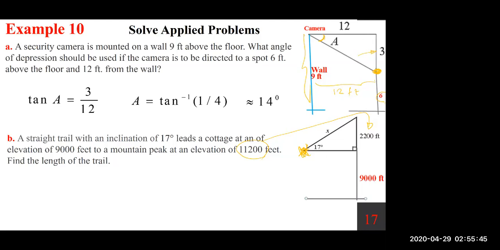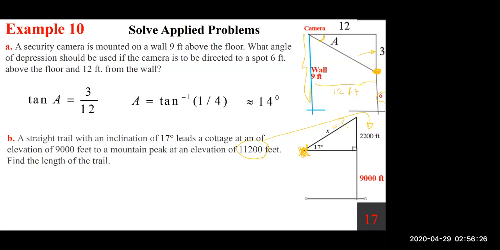We are interested in finding x. Okay, find the length of the trail. We're going to find the value of x. And again, as long as we can have this diagram, we are almost done, because the hardest part is to come up with this proper diagram. And as I've mentioned before, class, you do have 6 trigonometric functions.